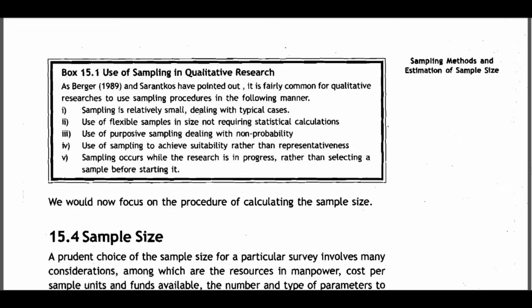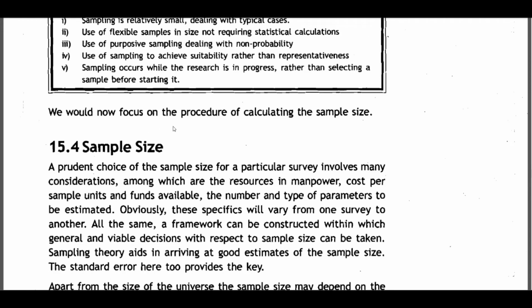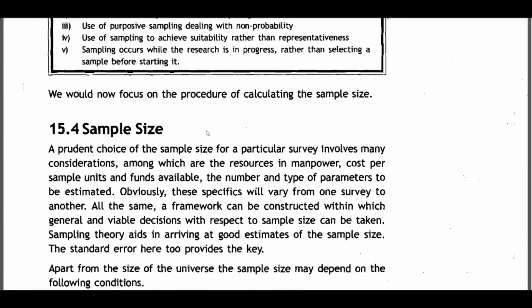Sampling is relatively small, dealing with the typical cases. Use of flexible samples in size, not requiring statistical calculation. Use of purposive sampling, dealing with the non-probability. Use of sampling to achieve suitability rather than representativeness. Sampling occurs while the research is in progress rather than selecting the sample before starting it. We would now focus on procedures of calculating the sample size.